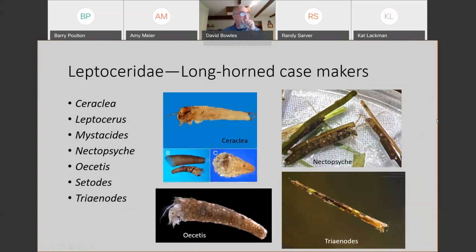The Leptoceridae are the longhorn case makers, and they're called that because the adults have very long antennae, and so do the larvae. I'll show you a photograph in a minute. We have 7 genera: Ceraclea, Leptocerus, Mystacides, Nectopsyche, Oecetis, Setodes, and Triaenodes. It's possible you're going to get any of these in samples in Missouri. They're all widely represented and fairly common. They build a wide variety of cases, ranging from plant materials to stone, all sorts of configurations, very diverse, with a very large number of species in this family.